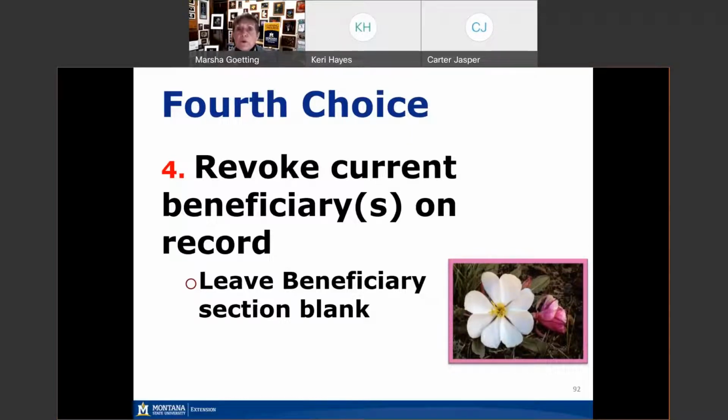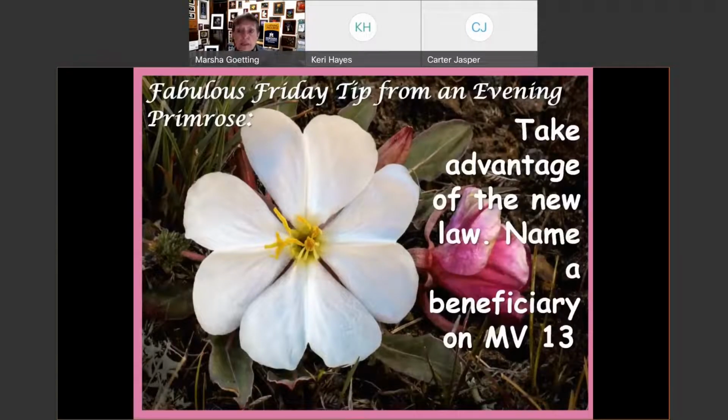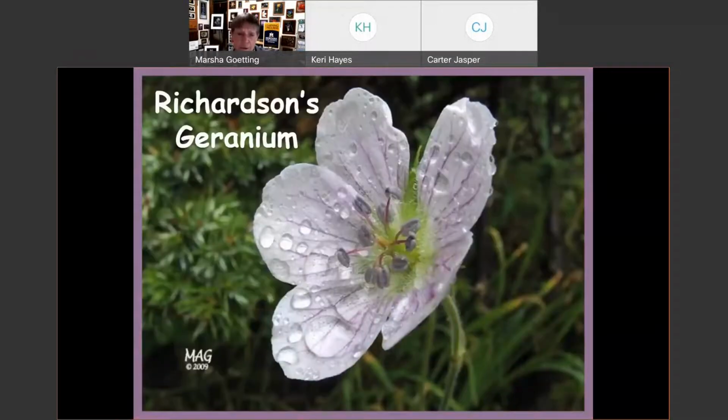So I'm going to be working on a mock guide on this so that people will know about it. But as I said, it just became available October 1, but I'm thrilled to be able to tell you about it. So I'm going to say take advantage of the new law, name a beneficiary on the Montana Vehicle Form 13. I hope that 13 doesn't mean it's unlucky, okay?